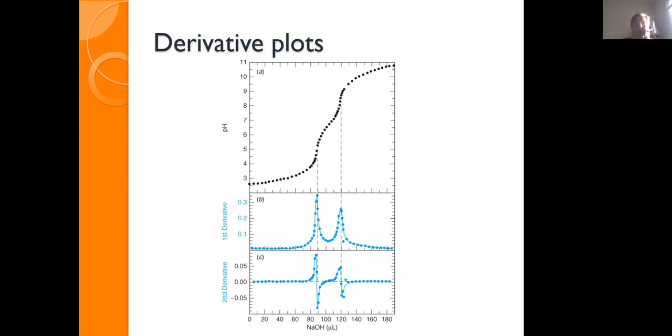We've been talking about how an equivalence point is in fact an inflection point in our plot, and therefore the second derivative would be zero at the inflection point. In this case, where we're titrating an acid with a base, so we have an increase, a positive slope, the first derivative is a maximum at the equivalence points, and the second derivative goes through zero. So to show you what this looks like on a spreadsheet, I'm going to pull up some data.